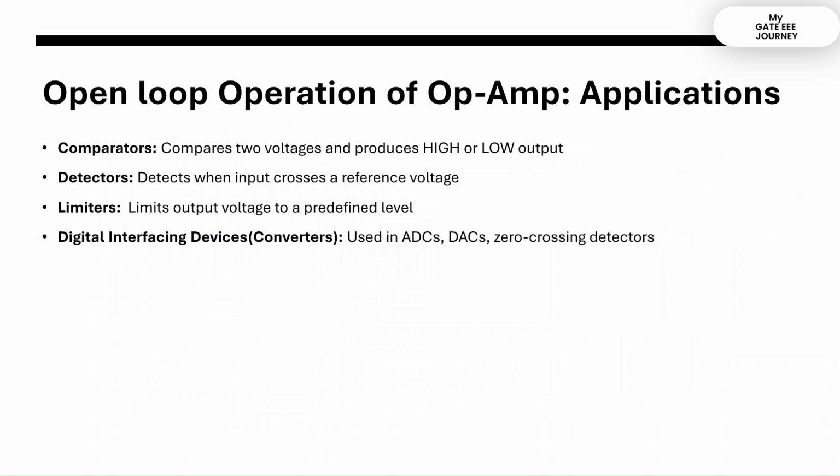And what are some applications of operational amplifier in open loop mode? Comparators, they compare two voltages and produce high or low output, just like what we discussed. Let us take this is positive, negative. V1 voltage you give, V2 voltage. V1 is greater than V2, you will get high, or if this is greater than V1, you will get low. Like this they use it in many applications as comparators.